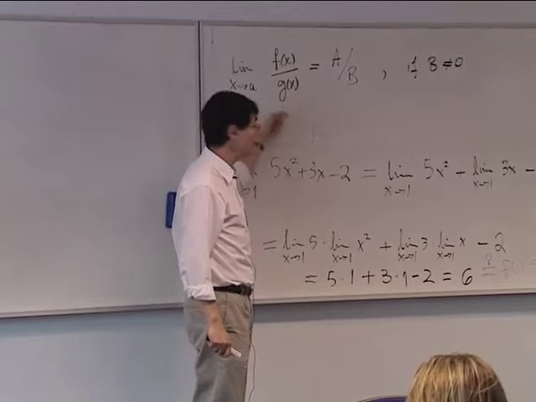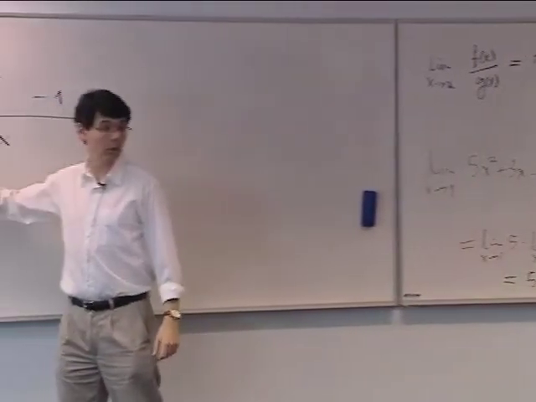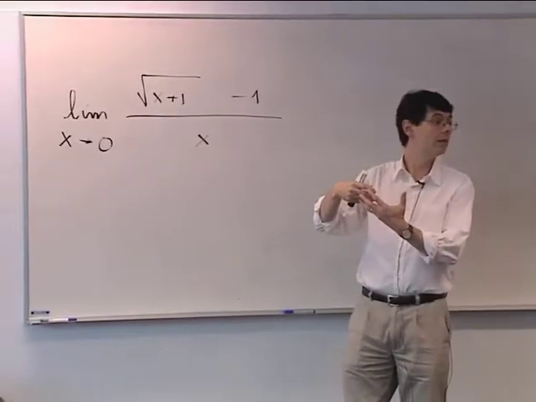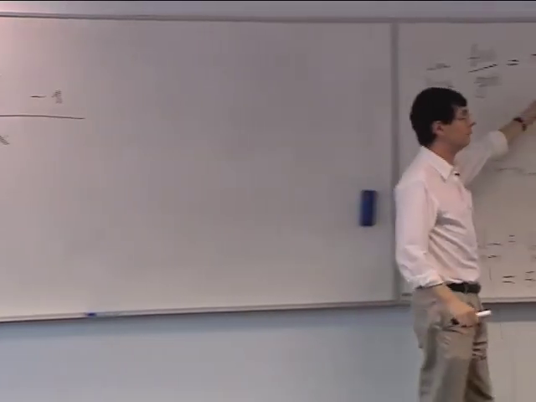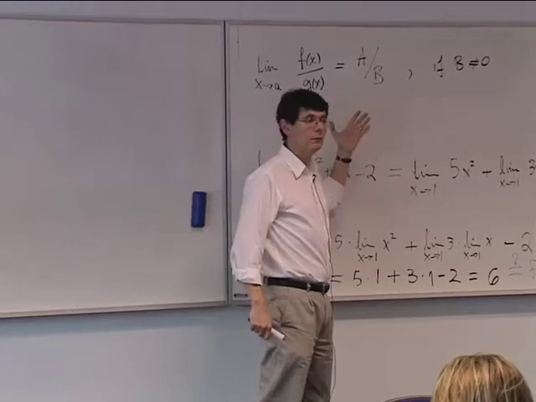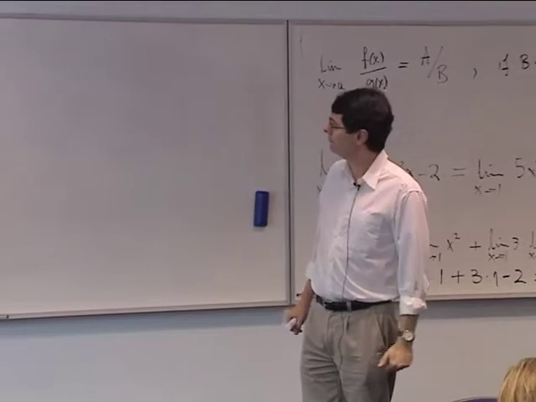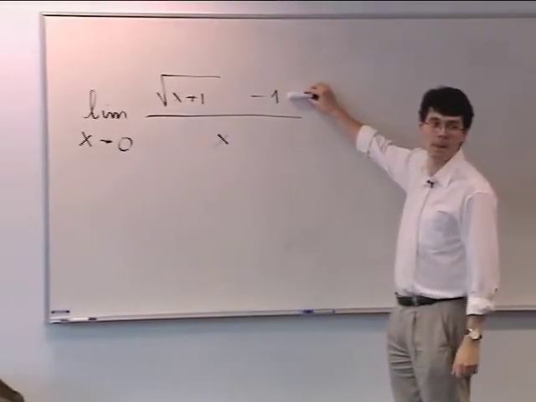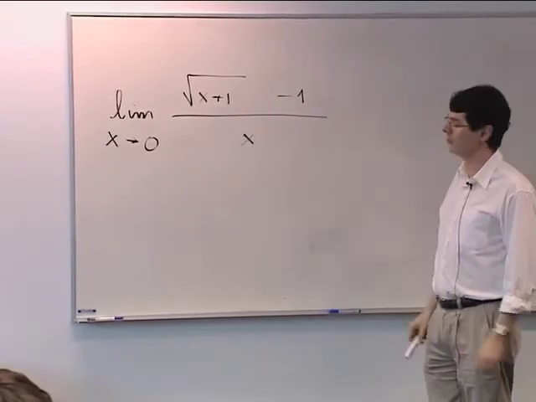Take a look at the denominator. The denominator is x. X is going to 0. So the denominator is going to a value that is 0. You cannot use this formula. All right. Now take a look at the numerator. What happens if x goes to 0?